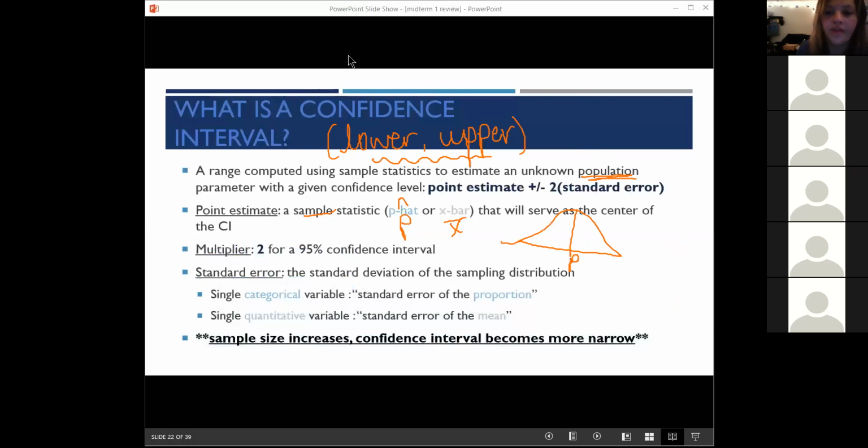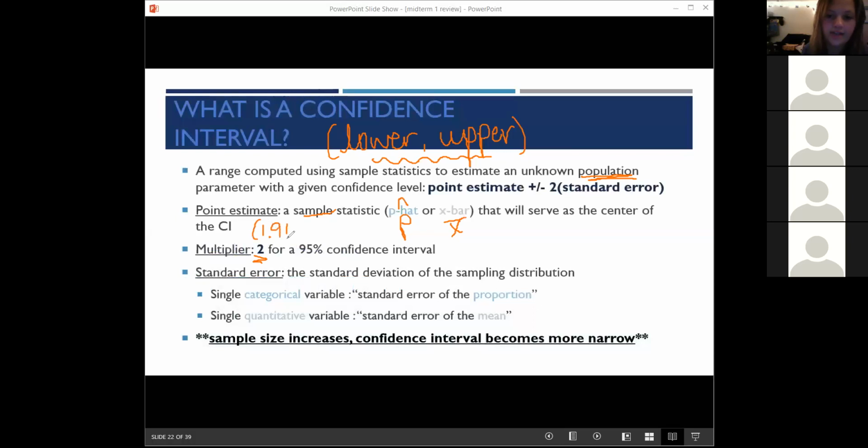And then our multiplier, for example for a 95% confidence interval, we use 2. You'll also see it as 1.96, but we often use 2. It will change dependent on the confidence interval, but we do just often use 2 for that. And our standard error is a standard deviation, but it's going to be the standard deviation of our sampling distribution.